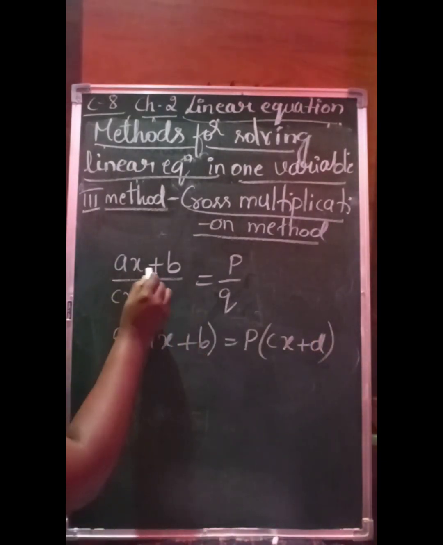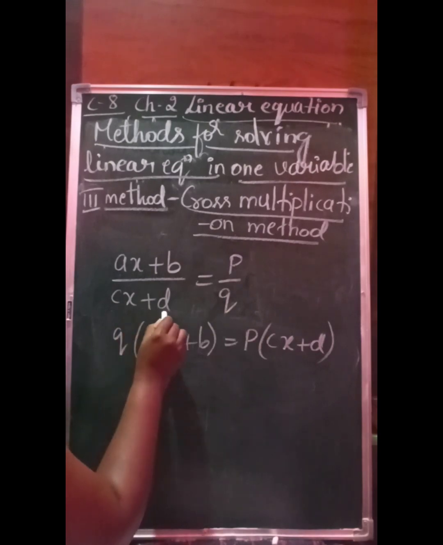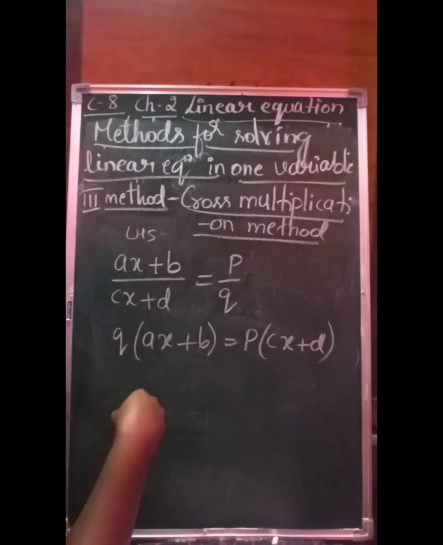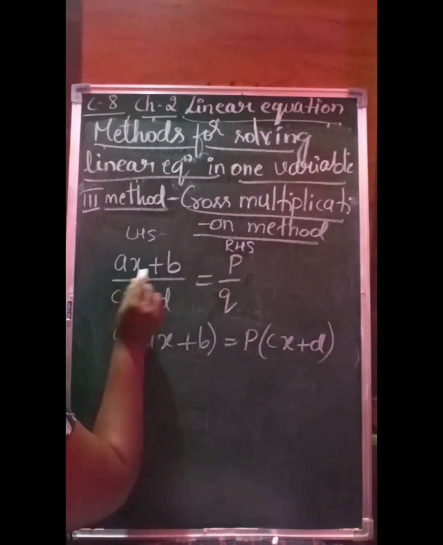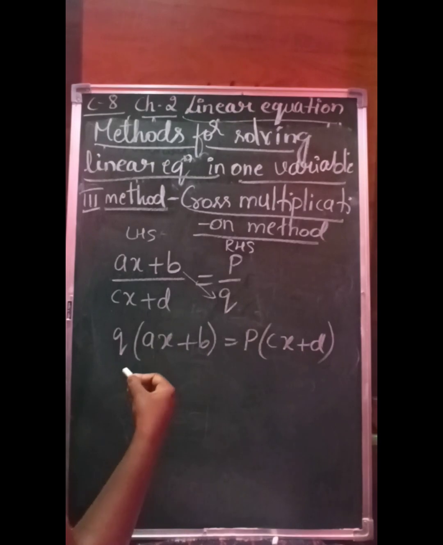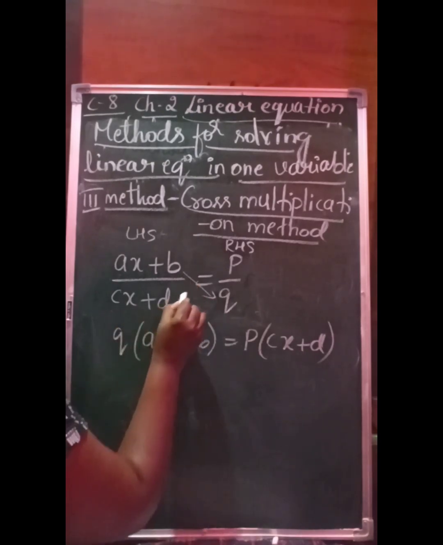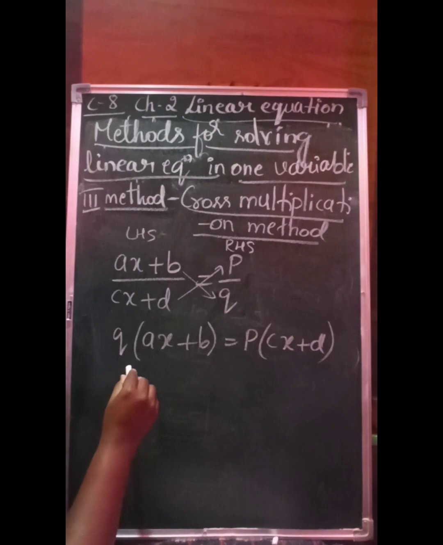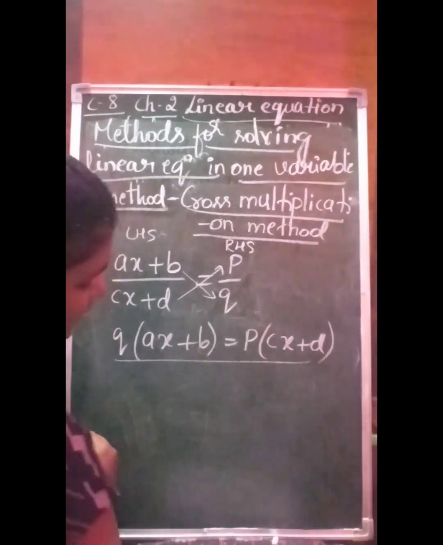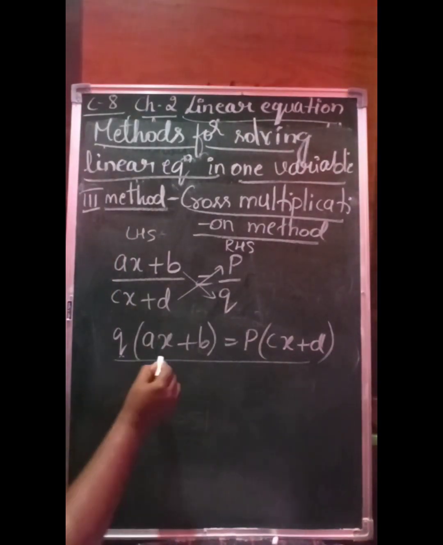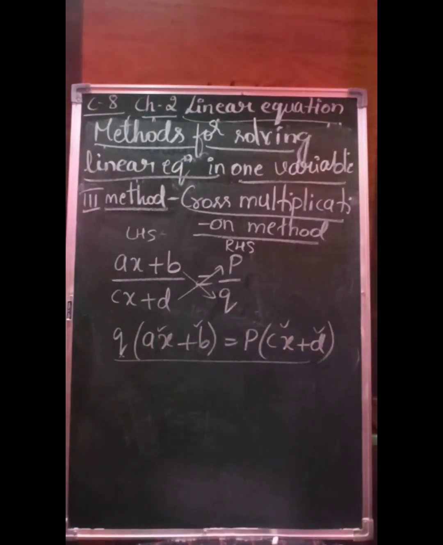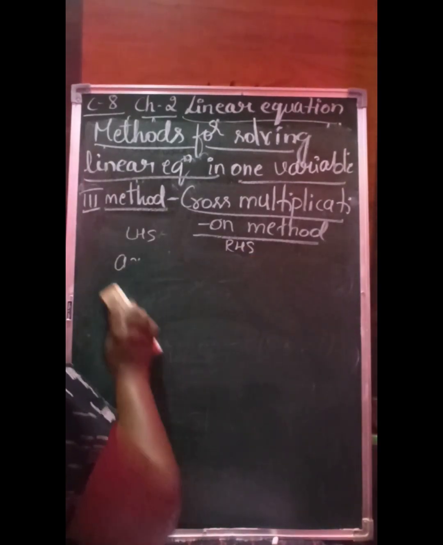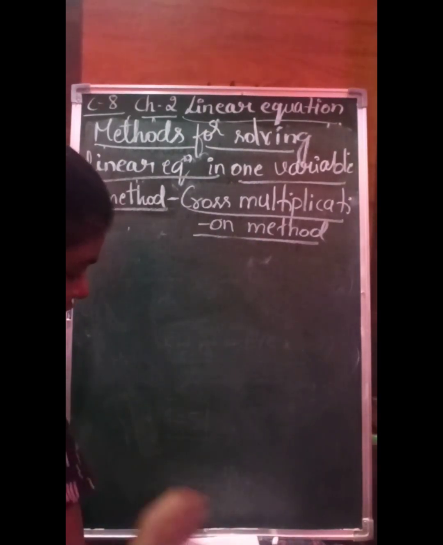So here ax plus b divided by cx plus d is on the left hand side, and p by q on the right hand side. What I will do here is multiply ax plus b with q and cx plus d with p. After cross multiplying, you will get the equation in this way. Then multiply q with both terms, p with both terms, and solve accordingly. Now take an example of how to solve a linear equation by using this cross multiplication method.